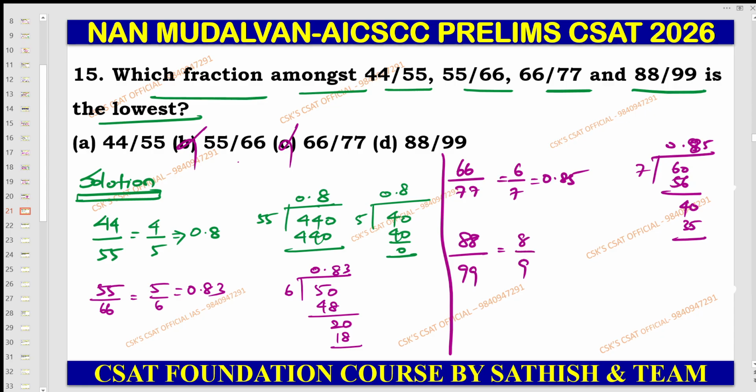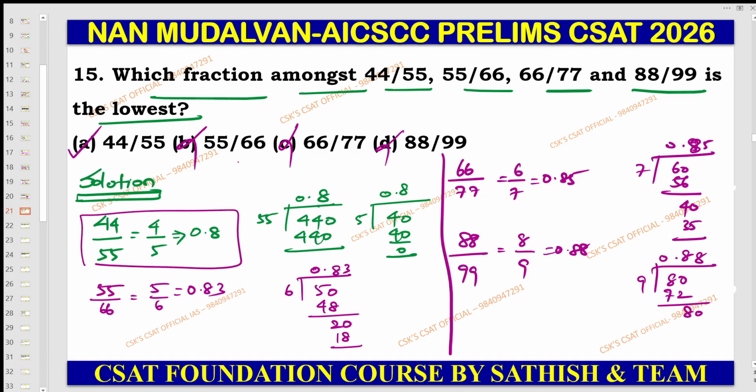8 by 9. Right. 8, 9.0. So we can put 8 times here, 72, 8, 0. Again you have to put an 8 here. So here itself we can see this is also greater. The only one left out here is this one only. Understood, everyone?